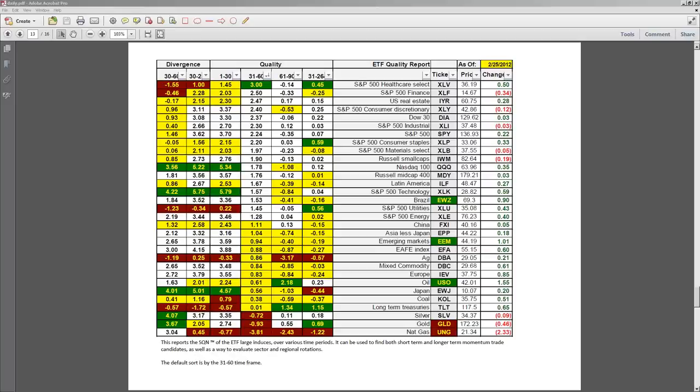Now I want to just take a quick look at the VIX trade from last week. Let me pull that real quick for you.